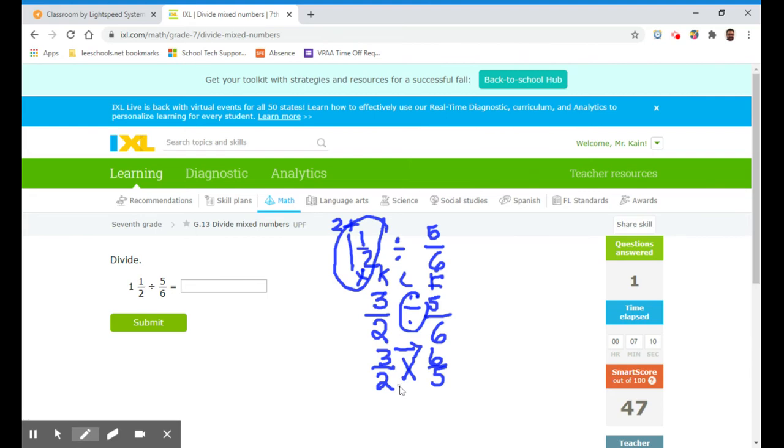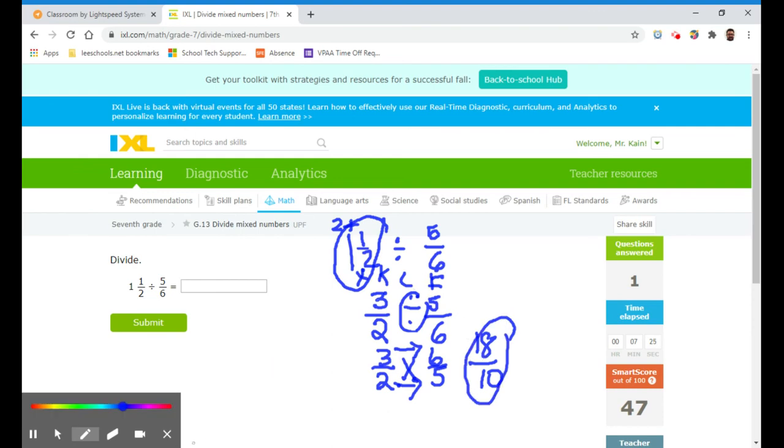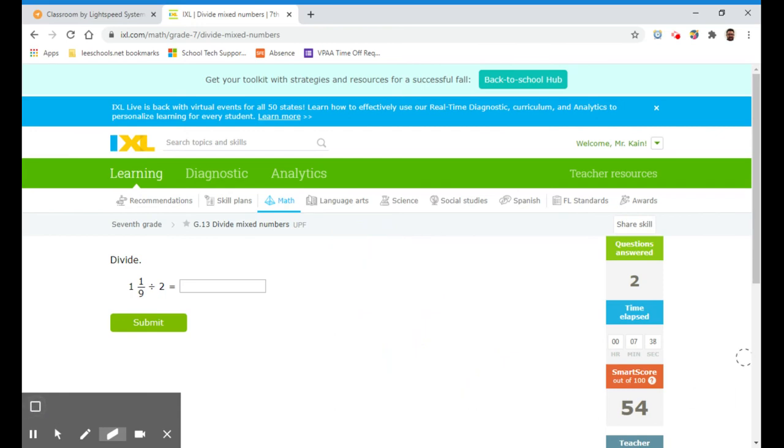Multiply across. And you end up getting 18 over 10. 3 times 6 is 18, and 2 times 5 is 10. You don't have to simplify. You could divide by 2 because they're even numbers. You could also turn it back into a mixed number, but we're just going to leave it as 18 over 10 for now. All right, let me show you one last variation. It's 3 different types of problems.